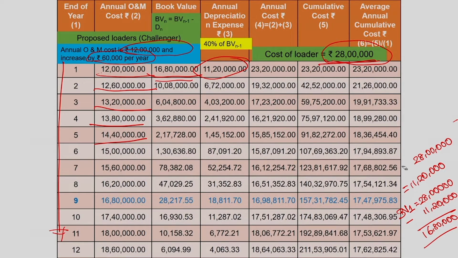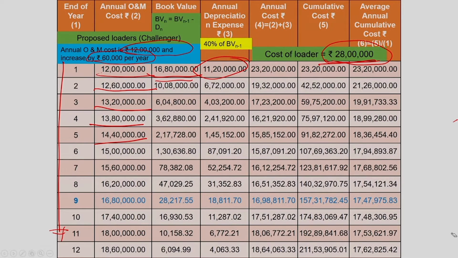So, let us work it out for the second year. For the second year, the depreciation D2 is 0.4 into the book value at the end of the first year. The book value at the end of the first year is 16,80,000. So, that gives me the depreciation for the second year as 6,72,000.